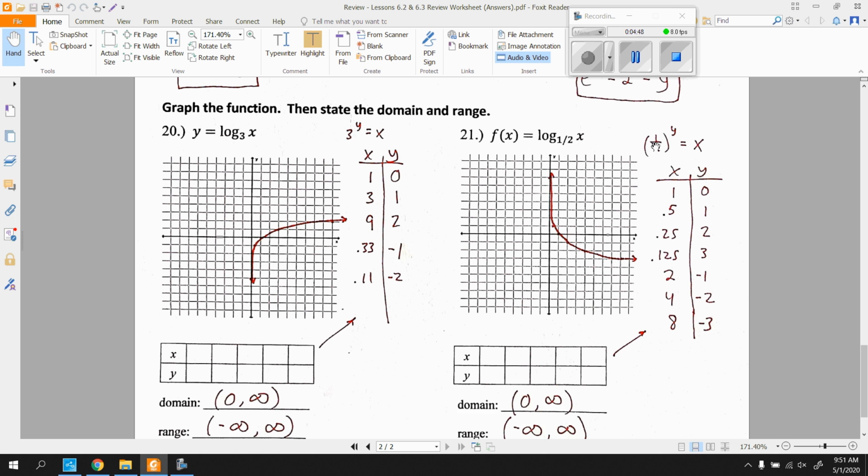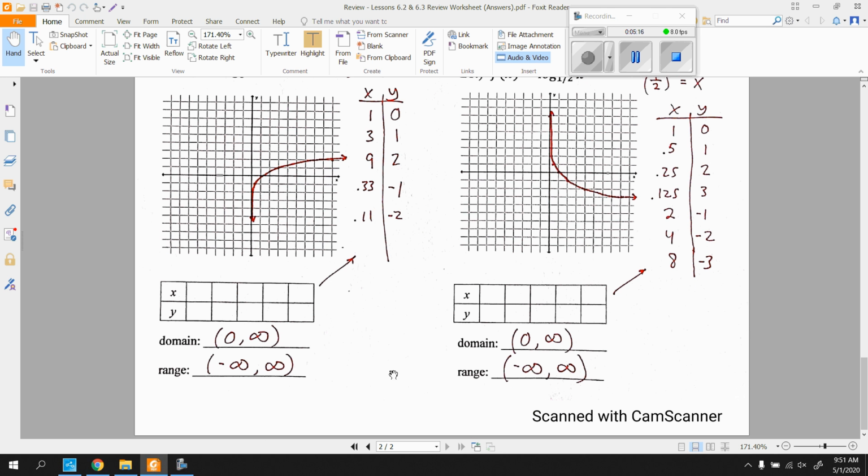Same thing going on here, just with a number between 0 and 1 for the base. That's just how it's going to work out. 1/2 to the y power equals x. So same thing as before, pick y values and then plot them. 0.125, 3 would be up here, 0.25, 2. So just plot them as normal and your graph should show up how it shows up.